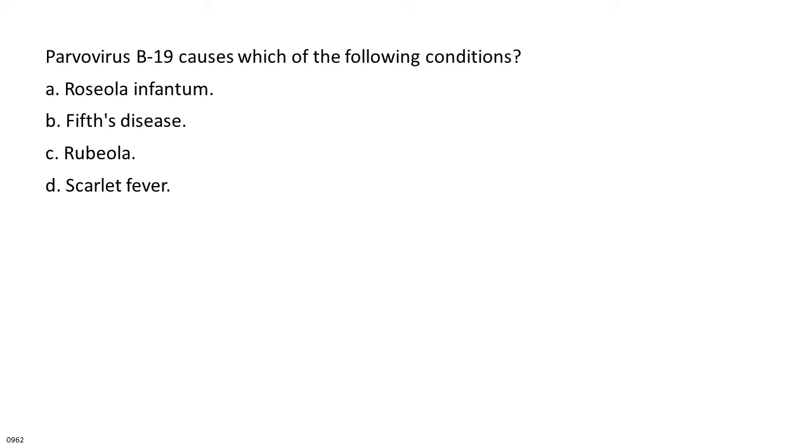Parvovirus B19 causes which of the following conditions? A. Roseola infantum. B. Fifth's disease. C. Rubeola. D. Scarlet fever.